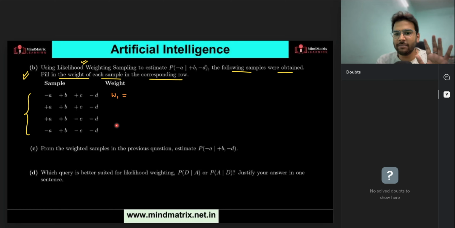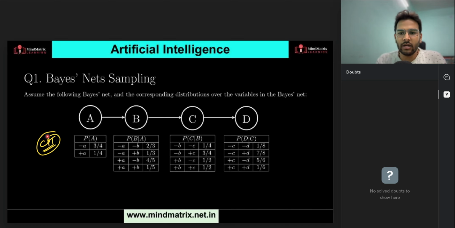Have you written the entire sample in your notebook? It is minus A plus B plus C minus D. Now I'm going to show you the CPT. Okay, write it, Chandana. Write the entire sample, first sample, minus A plus B plus C minus D. Okay, now start solving this. And let me know what should be the answer. What would be the answer?